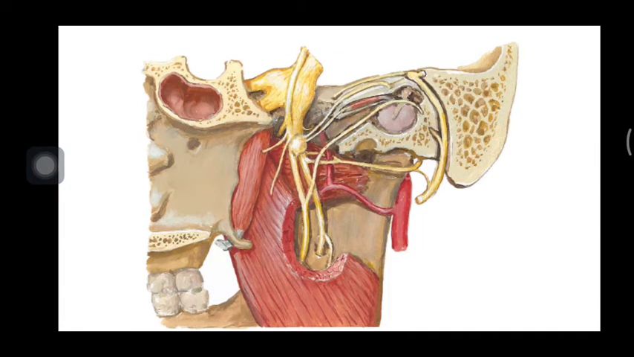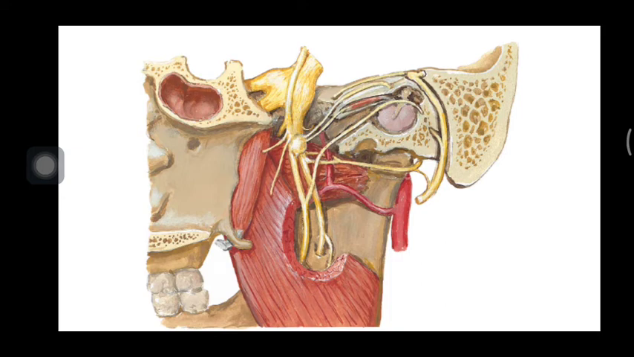It has two roots, Otic Ganglion. The first one is the parasympathetic or motor root. It is derived from the inferior salivatory nucleus, and it is coming to the Otic Ganglion through the lesser petrosal nerve. This is the lesser petrosal nerve. Through this nerve, the peripheral parasympathetic information will reach the Otic Ganglion.